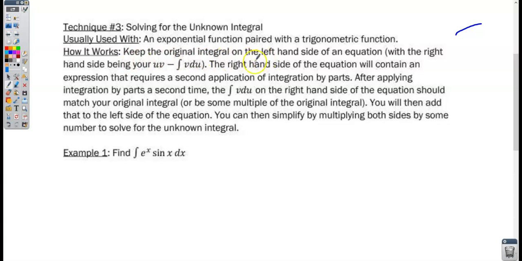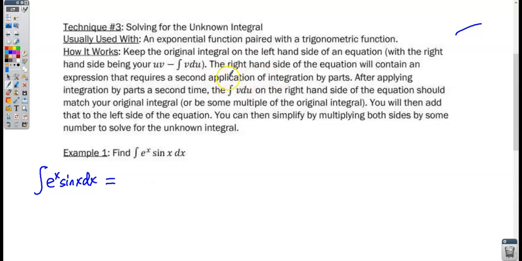We want to keep the original integral on the left-hand side of the equation. This is different. We never actually wrote these as equations before. We just kind of simplified. So we want to keep the original integral as the left-hand side of the equation. And then the right-hand side is going to be our uv minus integral of v du.